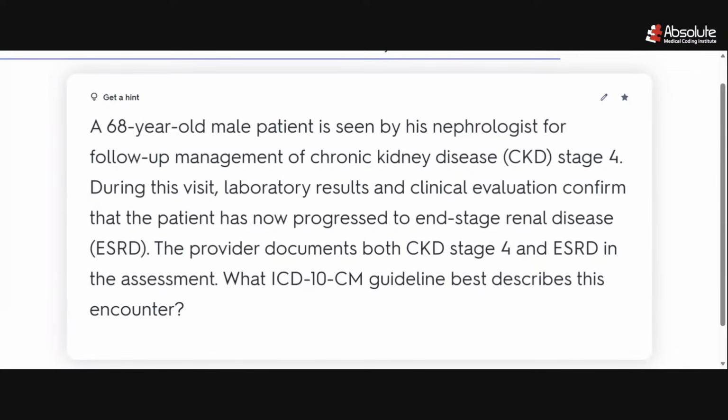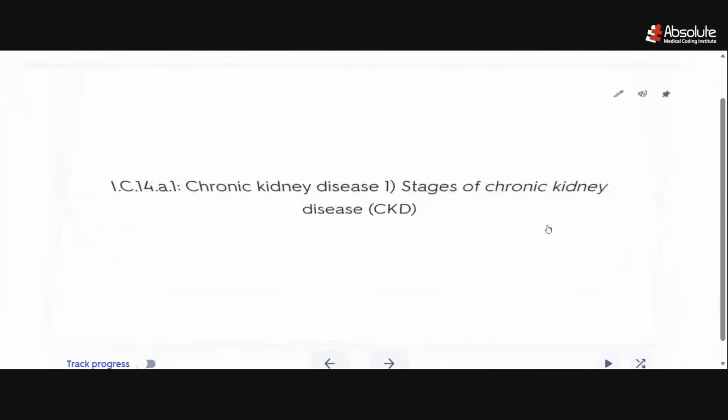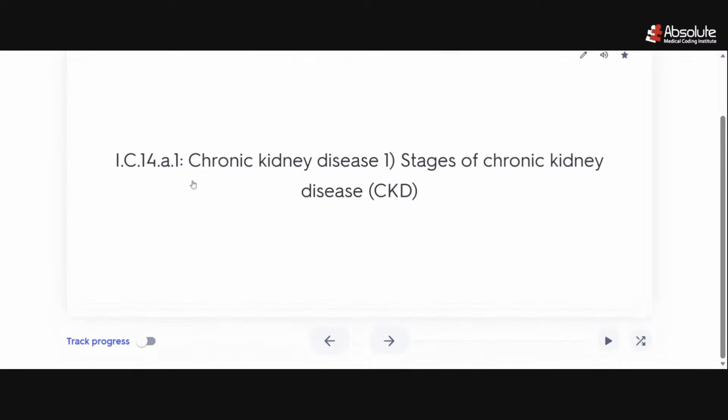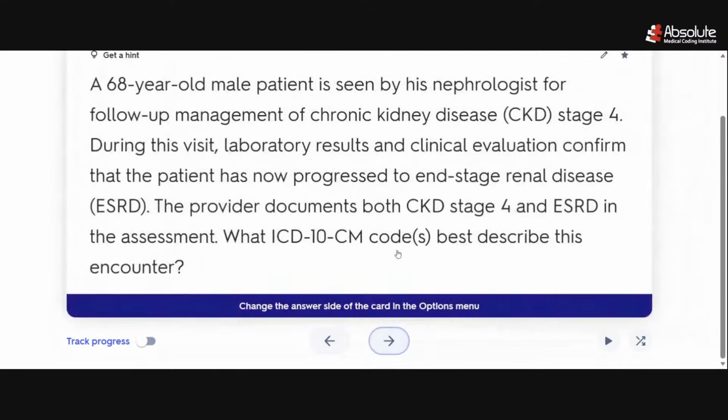All right, coders, it is about that time. So the guideline that I'm choosing that best describes this encounter is going to be IC14. So from chapter 14, IC14A1, chronic kidney disease, and then stages of chronic kidney disease, or CKD. So if you got that one right, or you were in the right chapter, amazing job. And now you guys already know the drill.